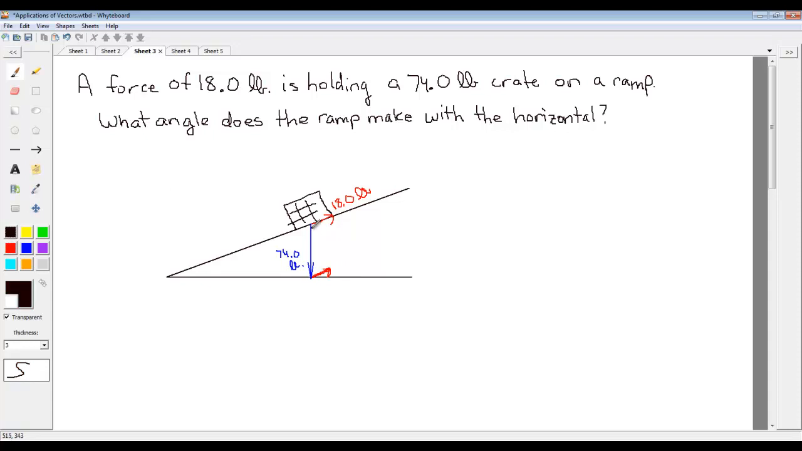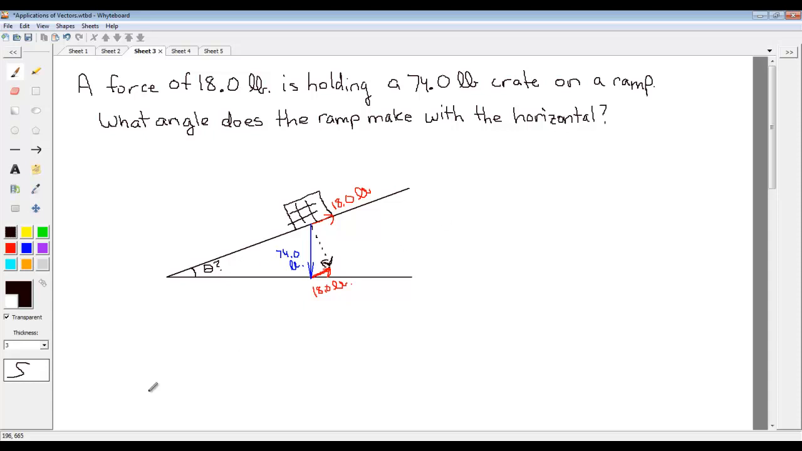But remember, you can basically make a right triangle like that, because you got the force of the crate pushing onto the hill. 74.0 pounds was the force of gravity. You've got the force of the crate pushing down this way, and then the 18.0 pound force is the one holding it up so it doesn't slide down the hill. So that's that right there. And the question's wanting to know, what is this angle here? It's wanting to know what that theta is.